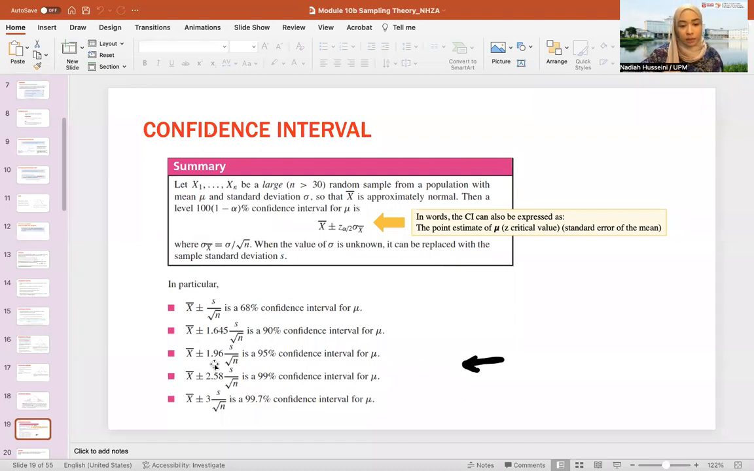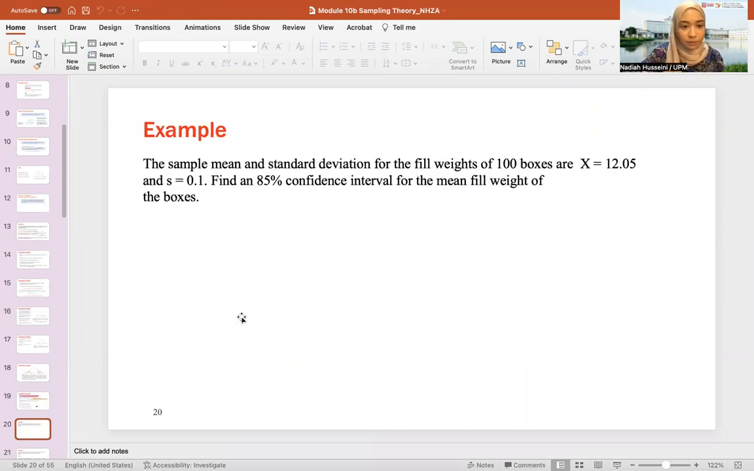So 1.96 is our common one, which is the 95% that we love so much, or rather the textbook loves so much.